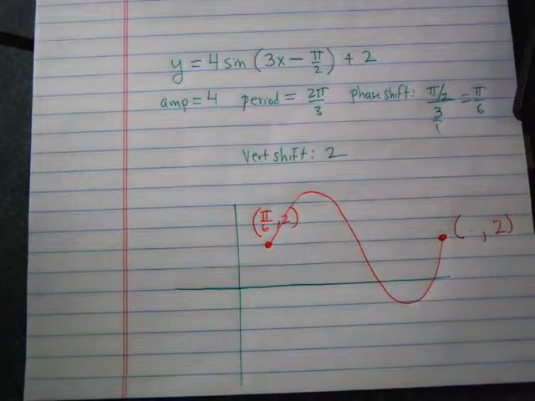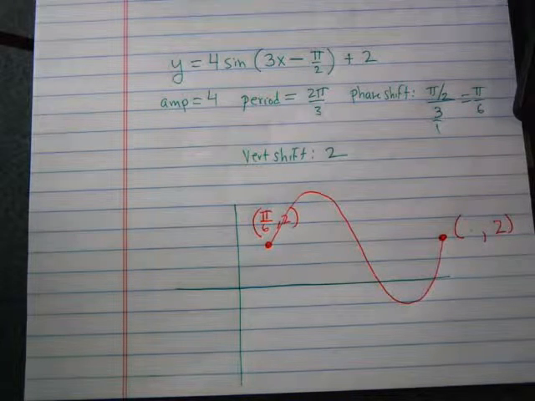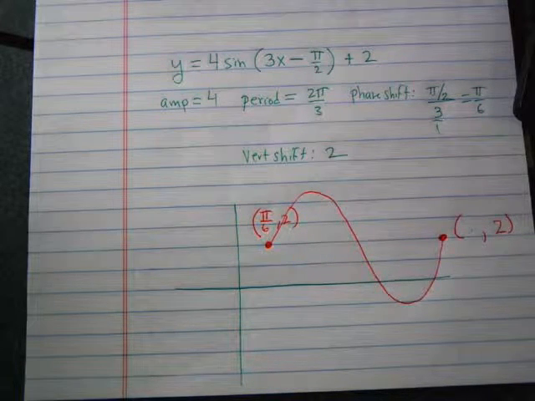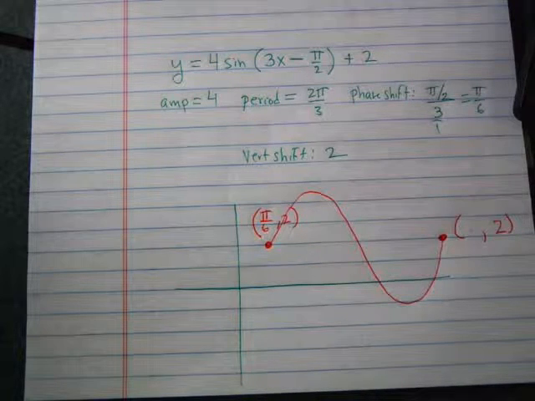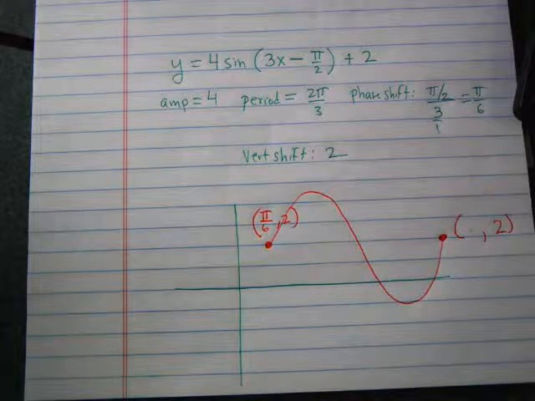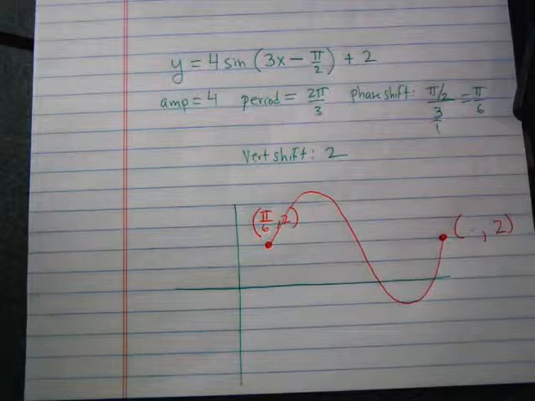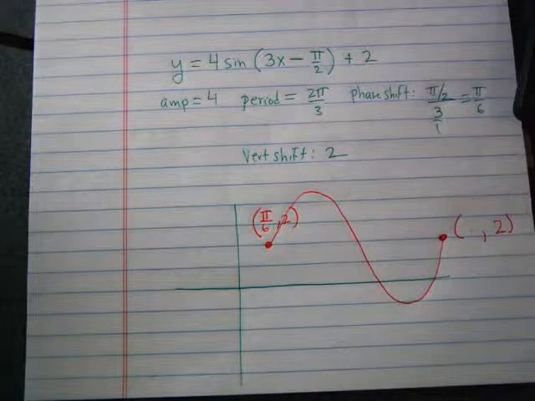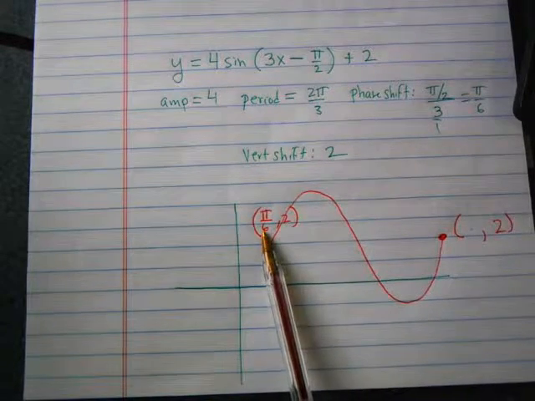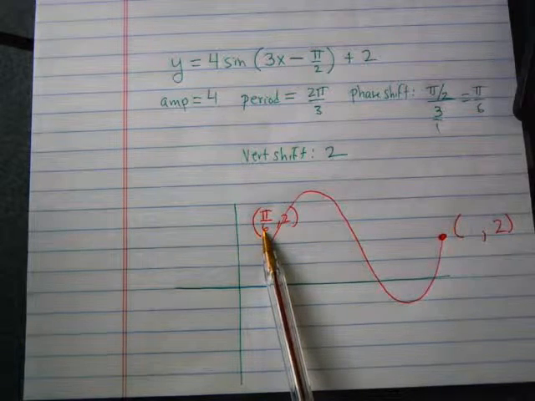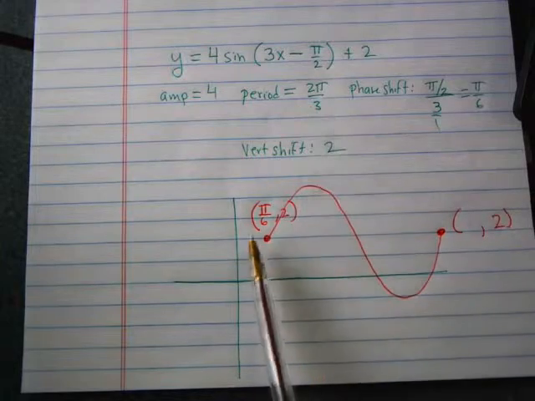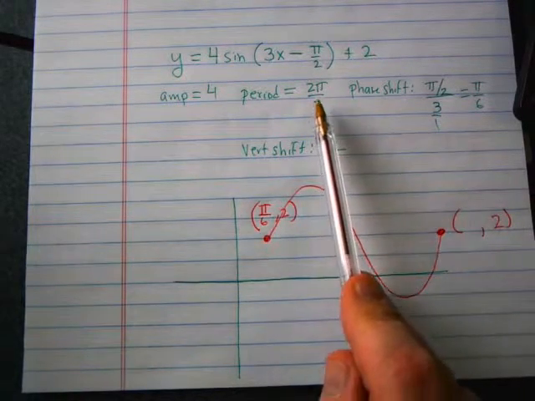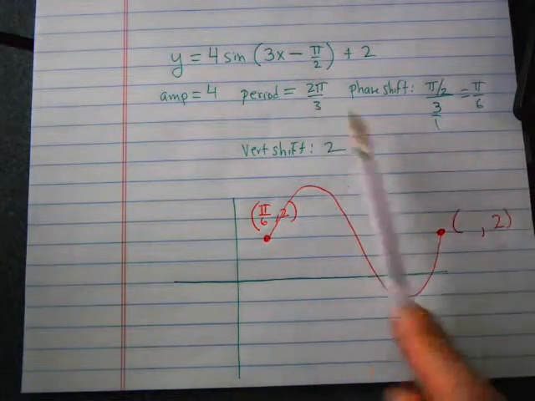X value. Not 2. I have to add something. I'm starting at pi over 6. And what do I have to add? I have to add my period. So I take my starting x value and I add my period. That gives me my ending x value.